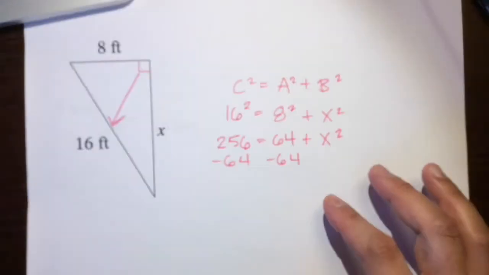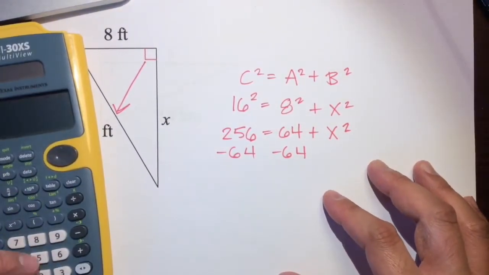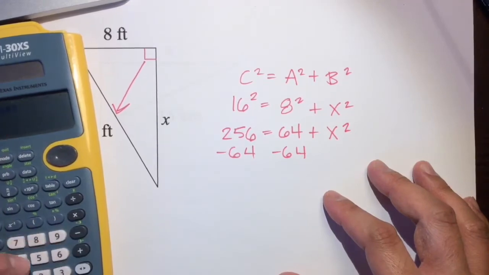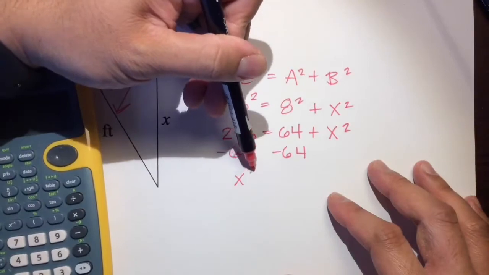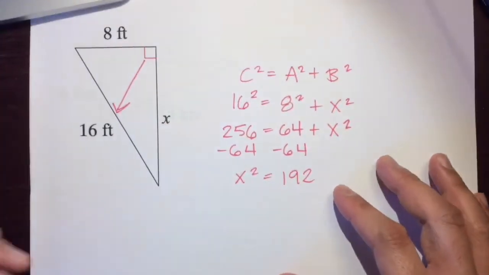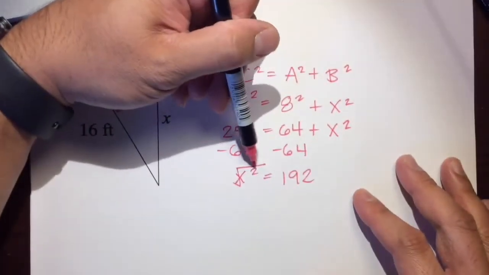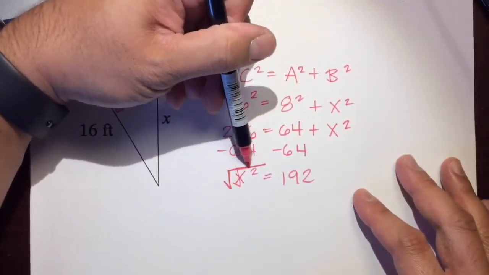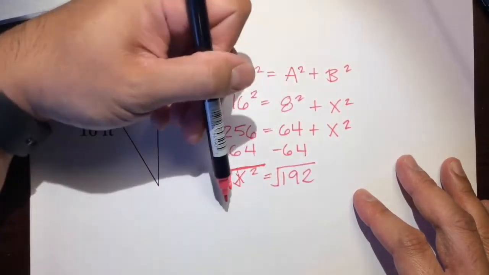Now I'm going to grab my calculator because for some reason I don't feel confident about my mental math. So 256 minus 64 is 192. So we've got x squared is equal to 192. Opposite of squaring is square rooting. So, square rooting. Make sure you put your square root in the right spot, not through the x. And we'll square root that.